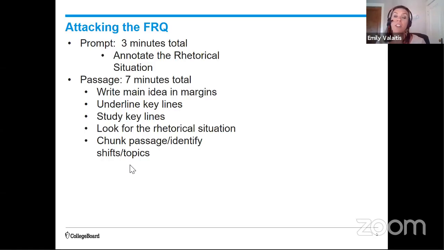The first 3 is just to annotate the prompt specifically for the rhetorical situation. And then the next 7 minutes is to read the passage, looking for main ideas, just jotting a few words in the margins to capture the essence of a paragraph or 2 paragraphs combined. Underline any lines, words, phrases that really speak to the task in the prompt, the message. Then study some of those key lines, paraphrase them, put them into your own words. Look to deepen your understanding of the rhetorical situation because the prompt will give you something fairly vague.